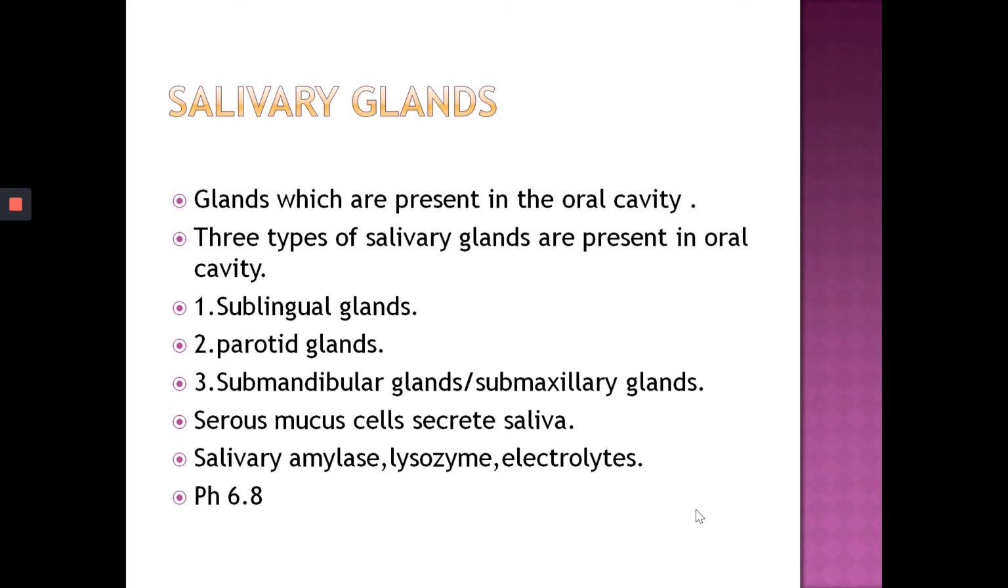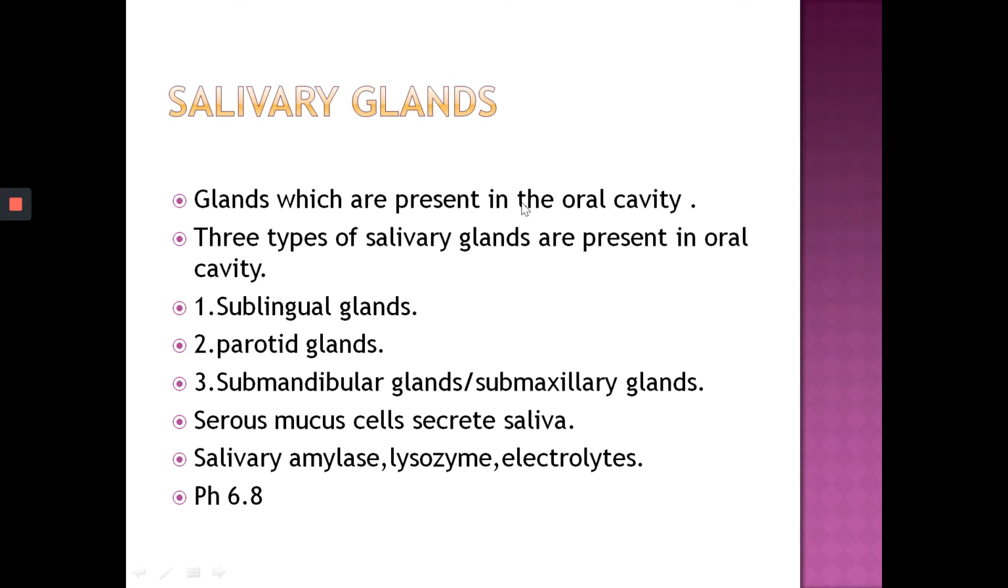So these are the digestive glands present in the human body. Let us learn one after the other. The first one is salivary glands. The name itself tells us that these glands are present in the buccal cavity or oral cavity.